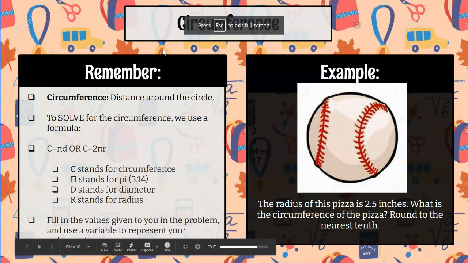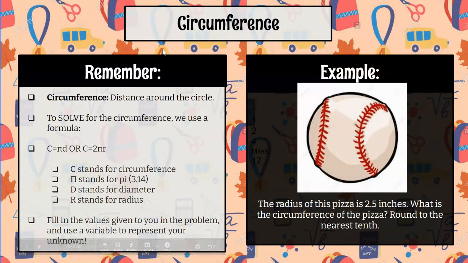Present. Okay, we got a baseball now. The radius of, well, it's supposed to say baseball. The radius of this baseball is 2.5 inches. What is the circumference of the pizza? Well, baseball, round to the nearest tenth.